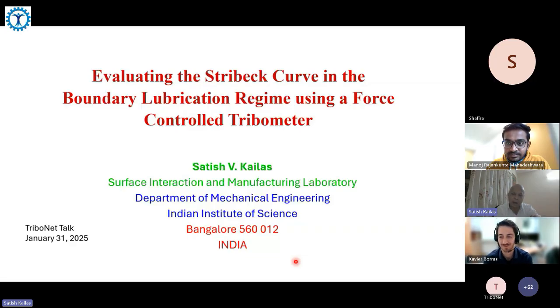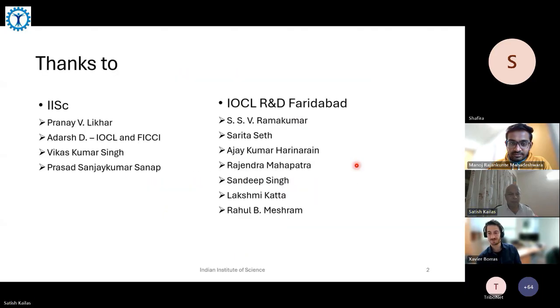So today I'll be talking about evaluating the Stribeck curve. I should also mention that the Stribeck curve is something that many of you will have heard about. So sorry if I am patronizing many of you, but we are also struggling to evaluate this Stribeck curve in its exact nature, but we have come close to that.